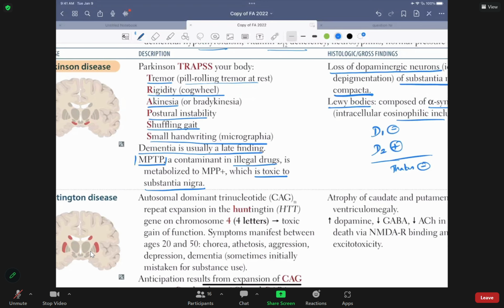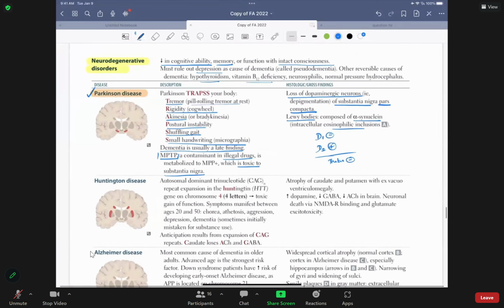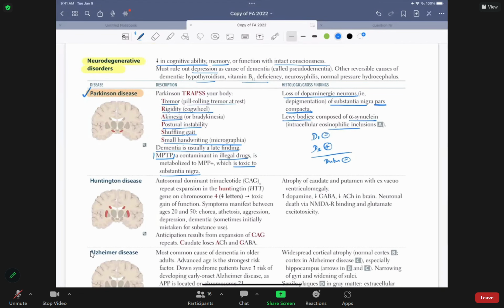When people use illegal drugs at a young age, they will develop Parkinson's disease in their 50s, and they will know why they got Parkinson's disease. It's because of that drug use. Is that clear, folks? All right. So that's the idea here, folks, okay? So that's Parkinson's disease. Is everybody clear with Parkinson's disease?